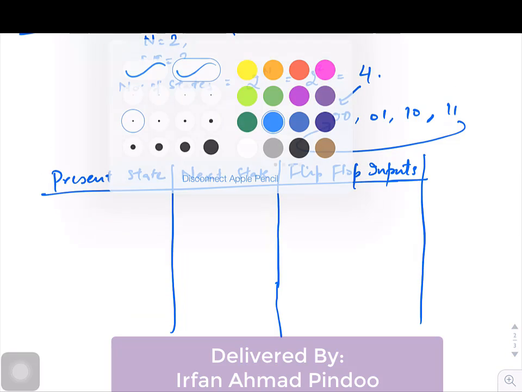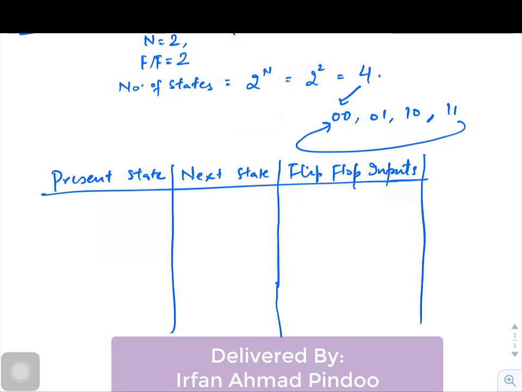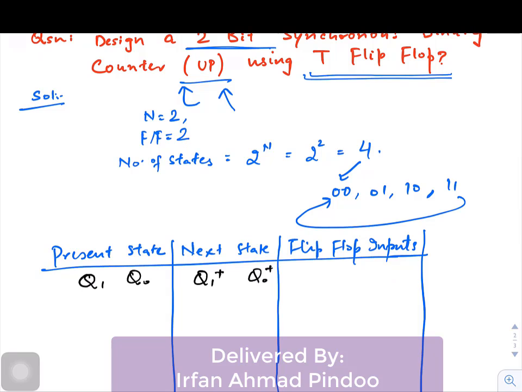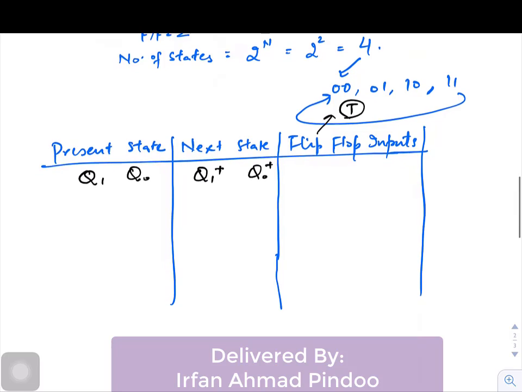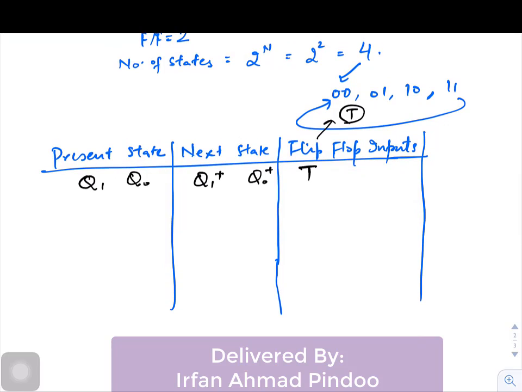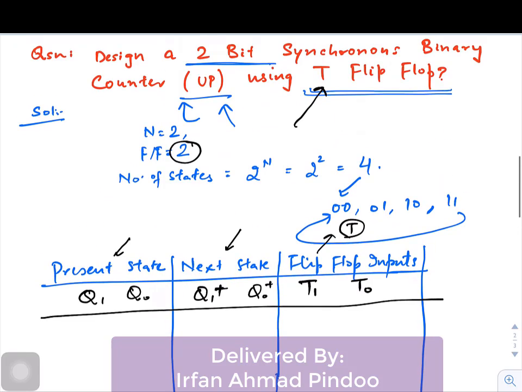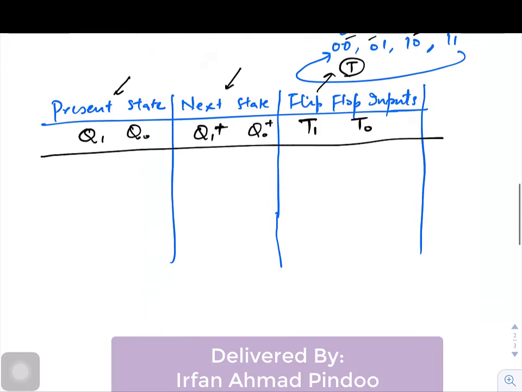Now suppose we are starting from 0 0. We will then write the output name. Suppose this is Q1 and Q0, so this will be Q1 plus and Q0 plus. And we are using flip-flop T because it is given in the statement of the problem. We have to use T only, so we will write T1 and T0. Now the sequence is an up counter and we have to follow this particular sequence given here.